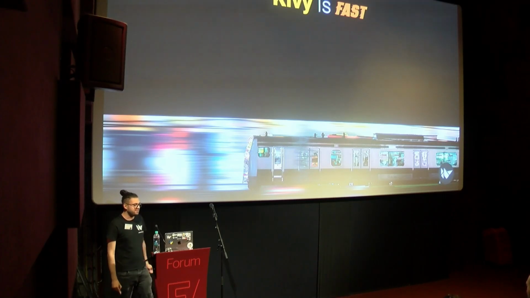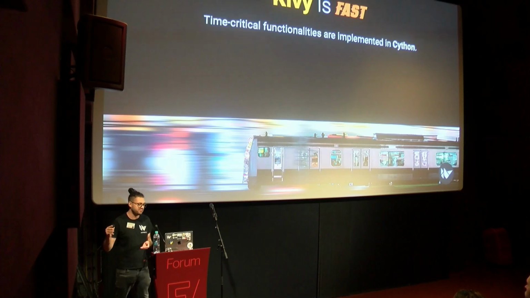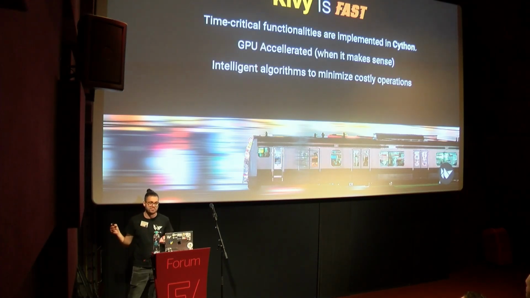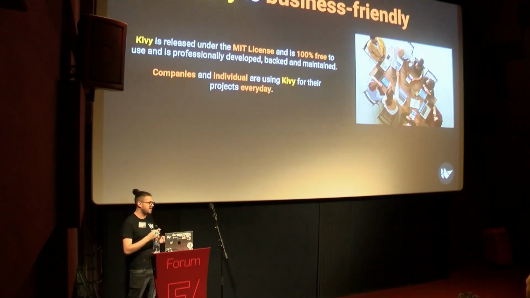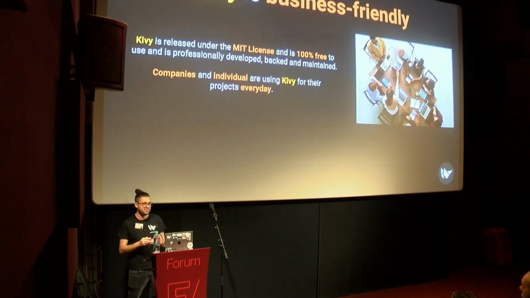And also because Kivy is fast, because time-critical functionalities are implemented inside it, it is GPU accelerated when it makes sense, and also implements intelligent algorithms to minimize costly operations. And also, for businesses, Kivy is business-friendly, because Kivy is released under the MIT license and is 100% free to use, and is professionally developed, built, and maintained. Companies like the one I work for and individuals are using Kivy for their projects every day.